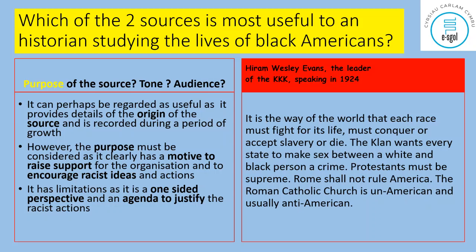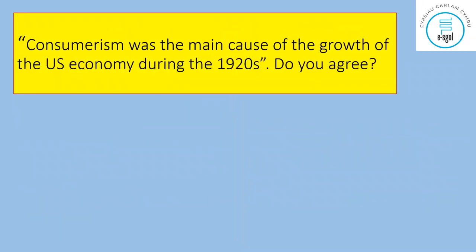Often students use the phrase bias without really explaining it. It's a one-sided perspective which clearly has a motive to create anger. There's no sympathy for the other side of the argument, and it's an agenda to justify the actions of the KKK. Maybe the purpose is to raise membership of the group. So these issues might well affect whether or not we see the source as useful.